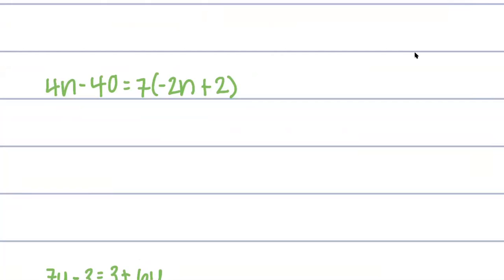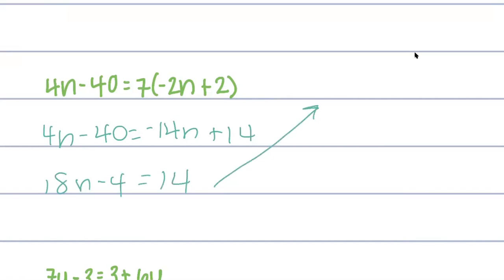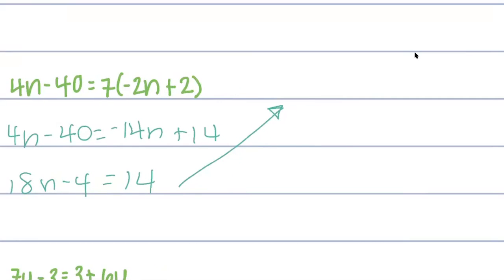The first thing you're going to do is expand this side: minus 14n plus 14. And right here, you still have 4n minus 40. So you're going to add 14n to both sides, and then you get 18n minus 40 equals 14. Then I'm going to go up here for more room. Add 40 to both sides. So you have 18n equals 54. This math might have been a bit difficult, but divide both sides by 18, sorry.